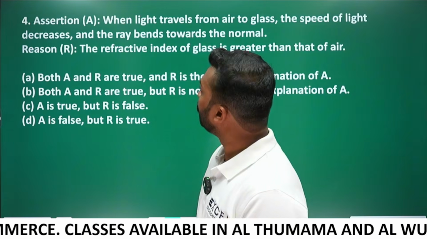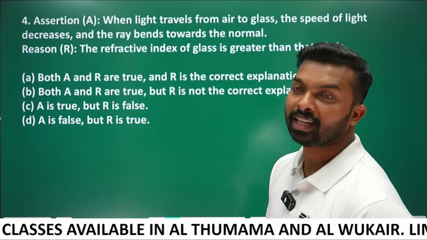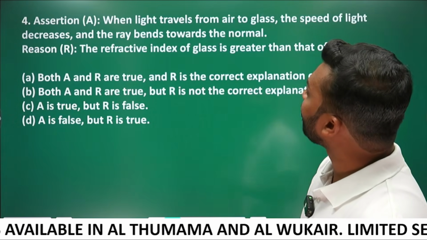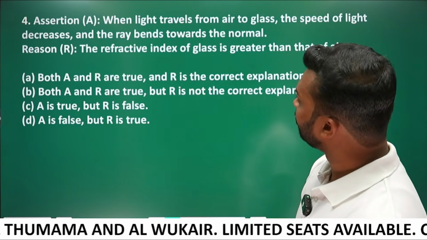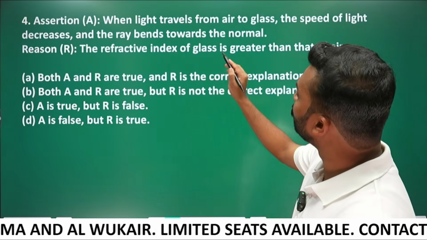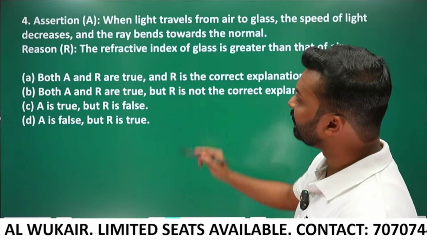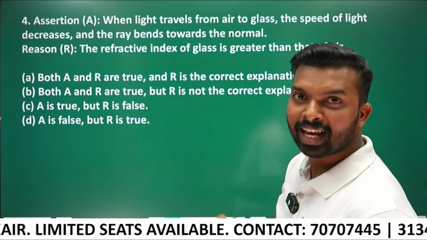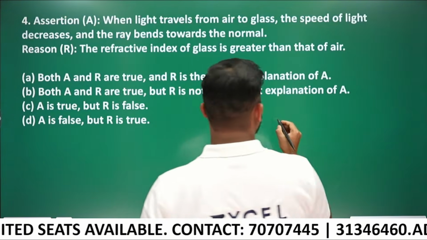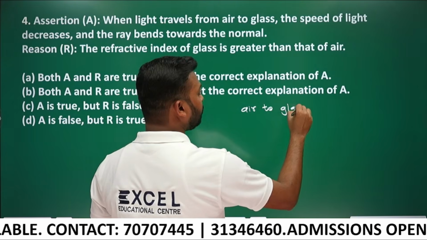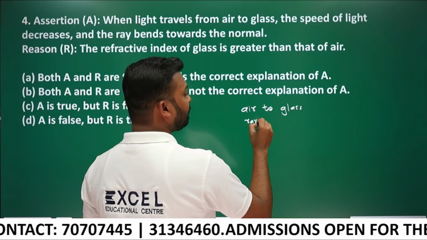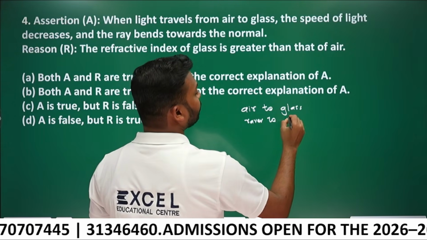So what is the fourth question? Assertion: when light travels from air to glass, the speed of light decreases and the ray bends towards the normal. When light travels from air to glass, it is moving from a rarer medium to a denser one, right or not?